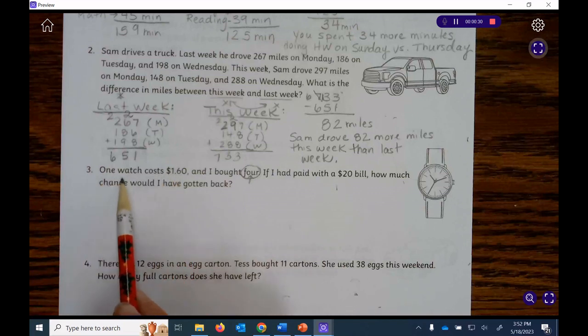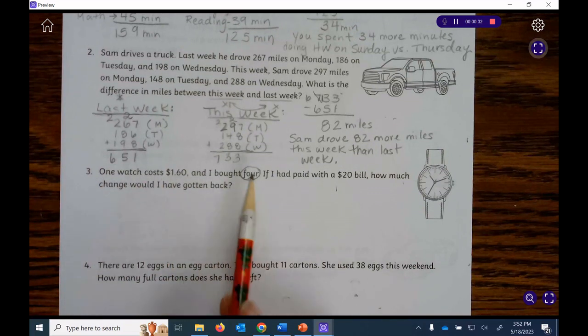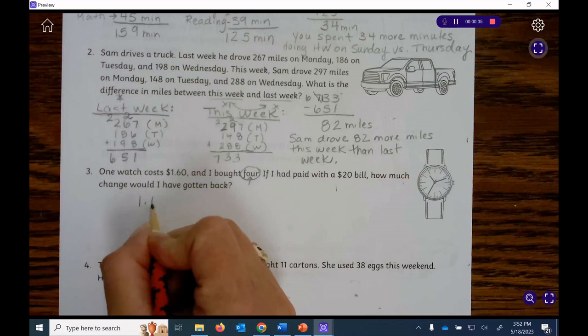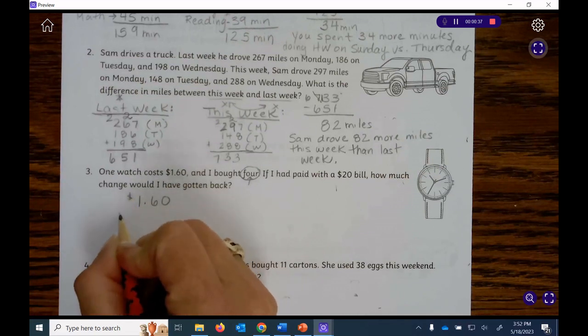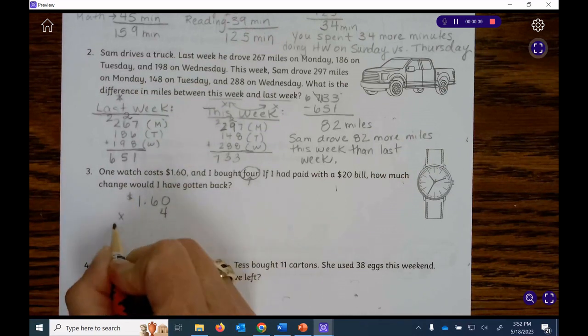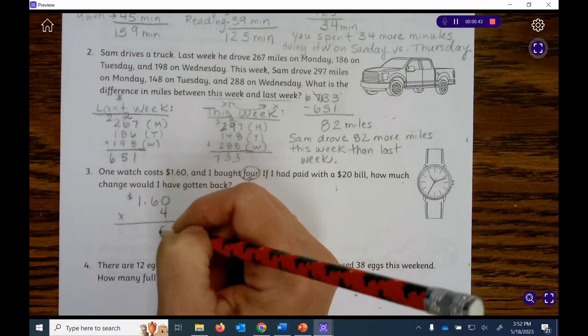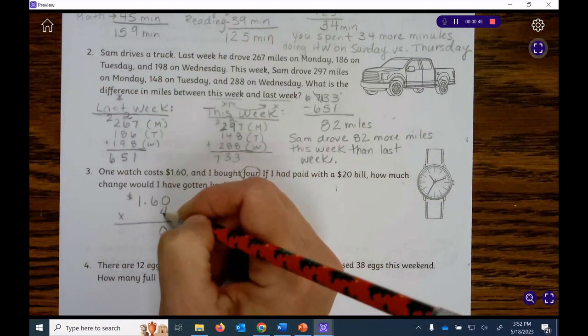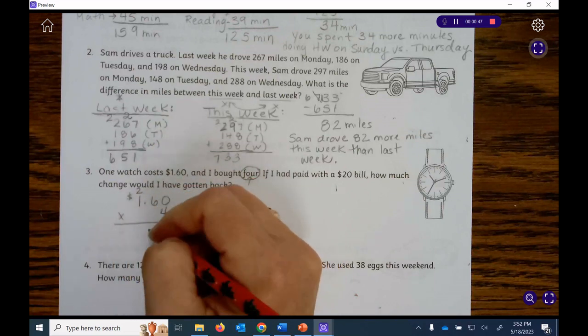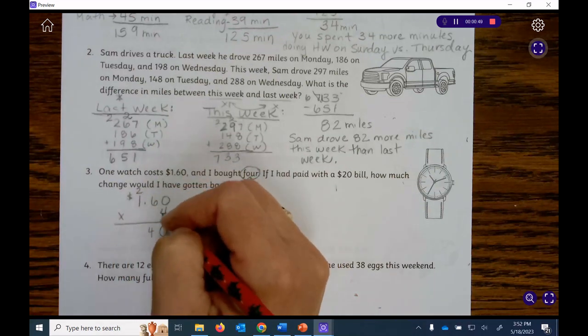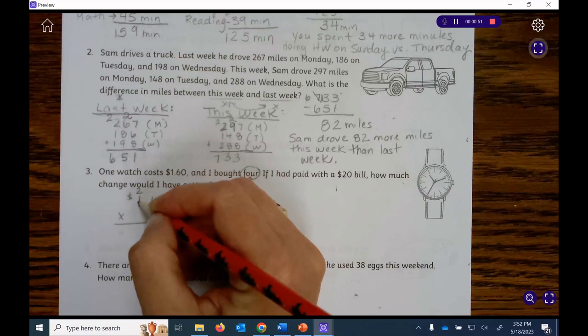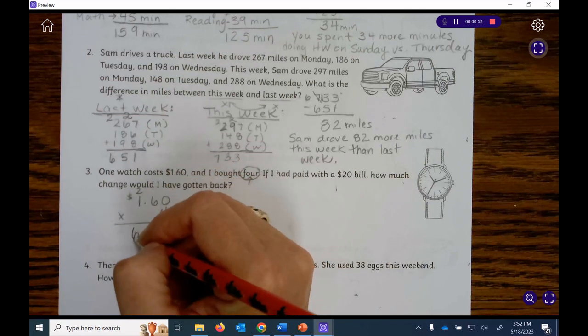So we need to figure out how much this person spent on the watches. So we're going to multiply $1.60 times 4, because there's 4 watches. 0 times 4 is 0. 6 times 4 is 24. 4 times 1 is 4 plus 2 is 6.